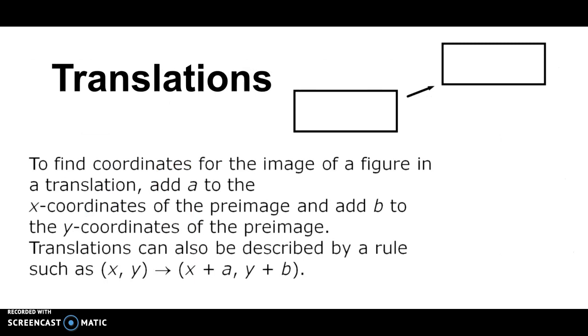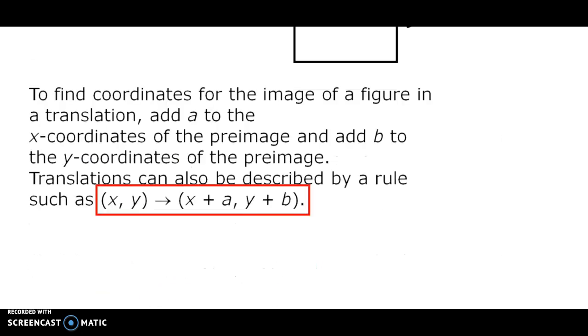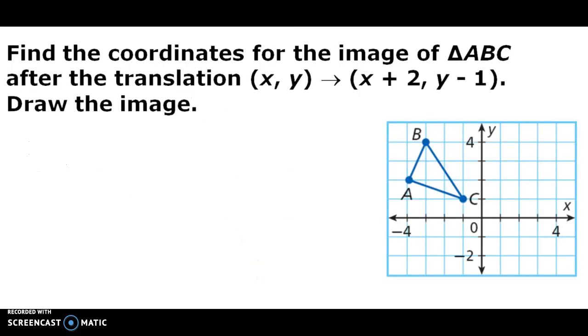Okay, the next one. This is important. Go ahead and put a little rectangle around this. X and Y are X and Y, but you're always going to plug in some number for A and B. And I'm going to show you how we come up with that number right now.